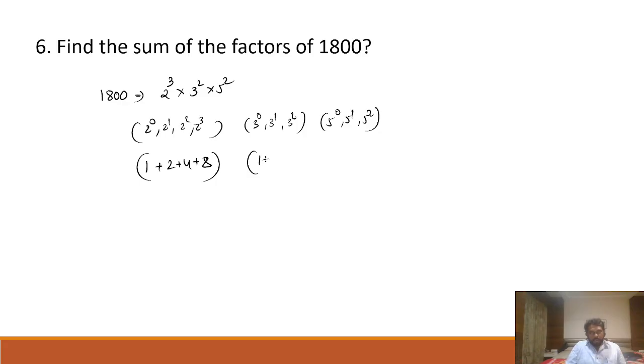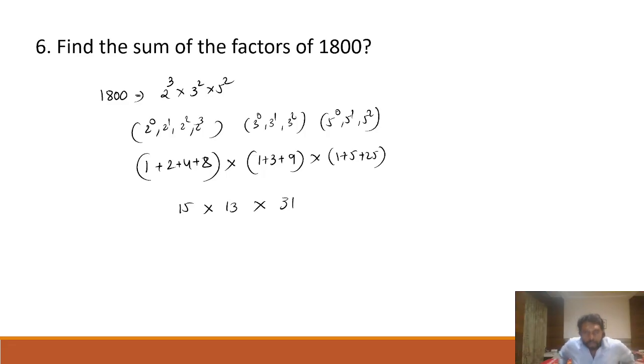And here also 1 plus 3 plus 9, add them. And 1 plus 5 plus 25, add them. Then you just multiply among them and you are going to get the sum of factors, guys. 1 plus 2 plus 4 plus 8 is 15, times 1 plus 3 which is 4, times 1 plus 5 plus 25 which is 31.